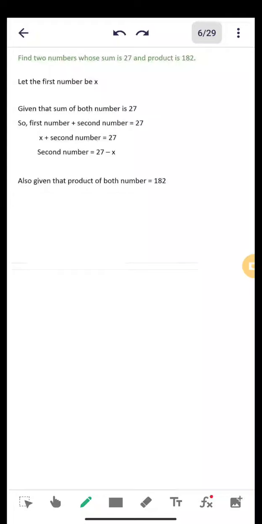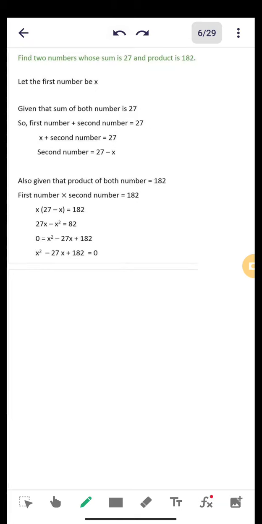The product of these two numbers is given as 182. So multiplying the first and the second number, we get 182. Let's multiply x and 27 minus x. Opening the bracket, we get 27x minus x square is equal to 182. Transposing this to the right, it becomes x square minus 27x plus 182. Make it 182, it's not 82.